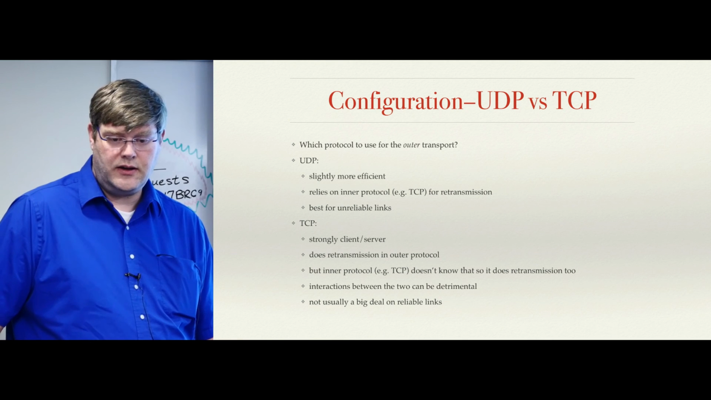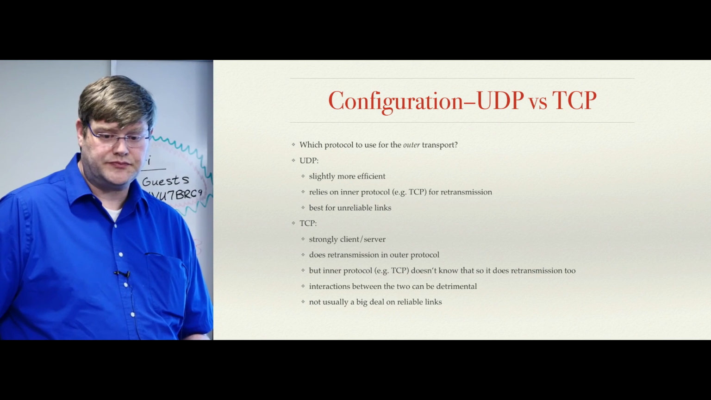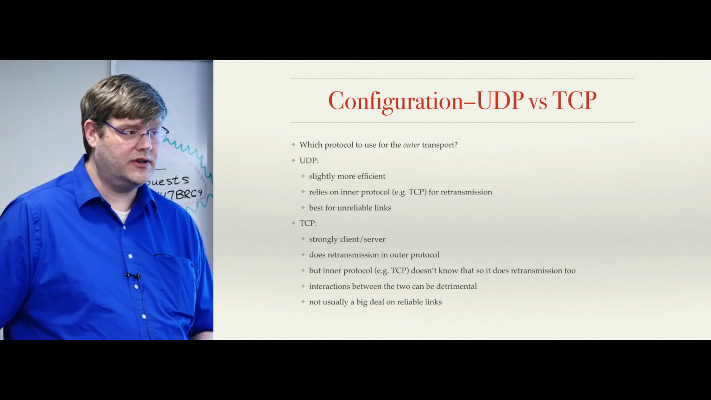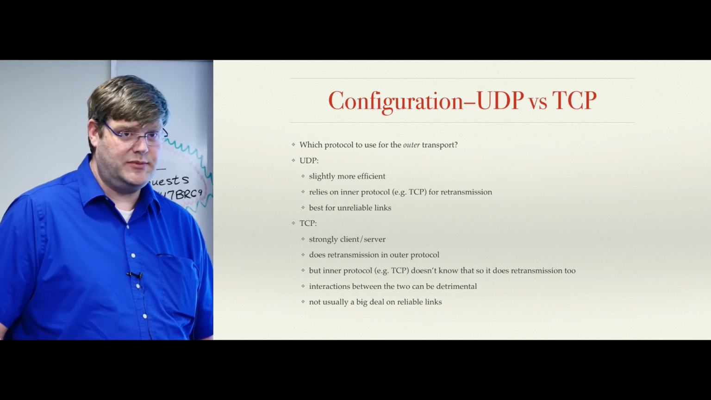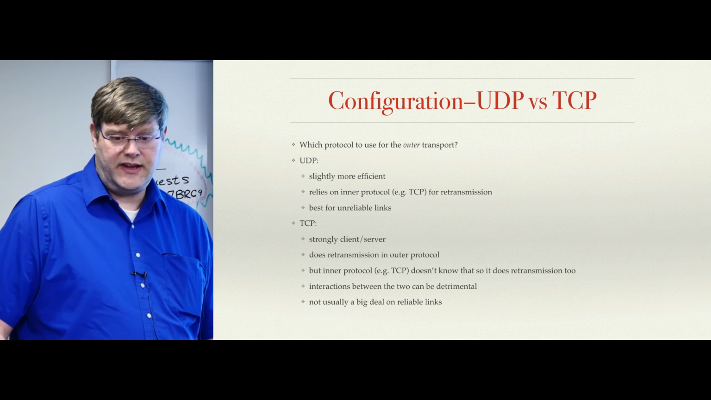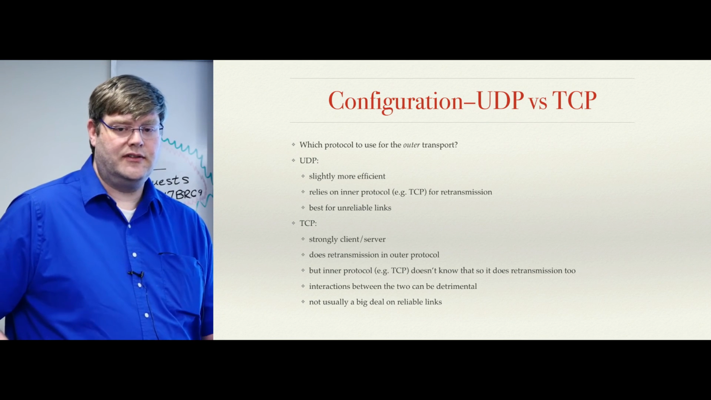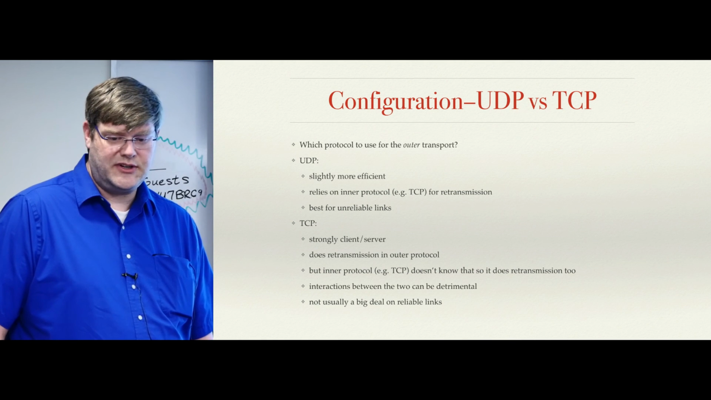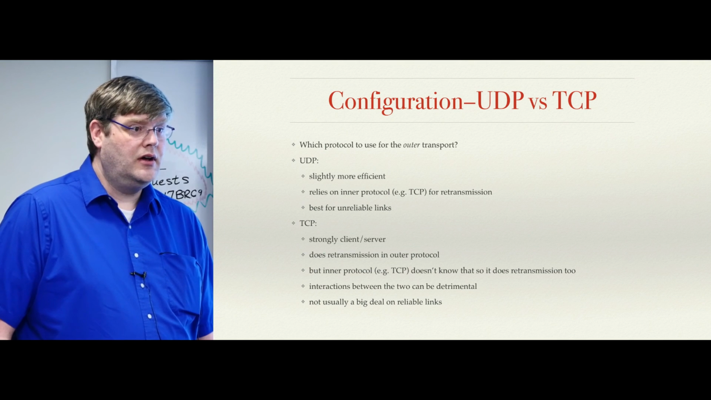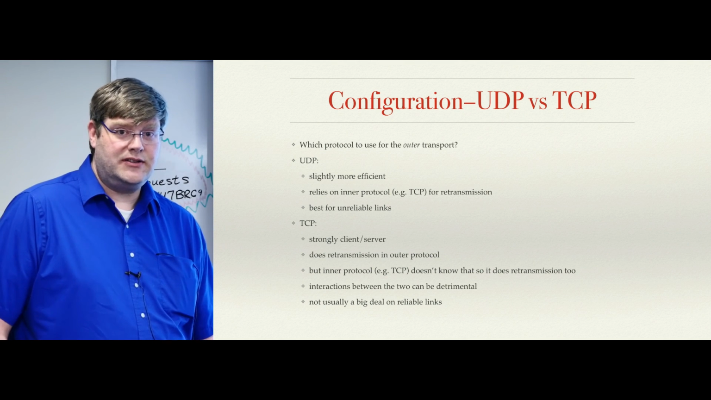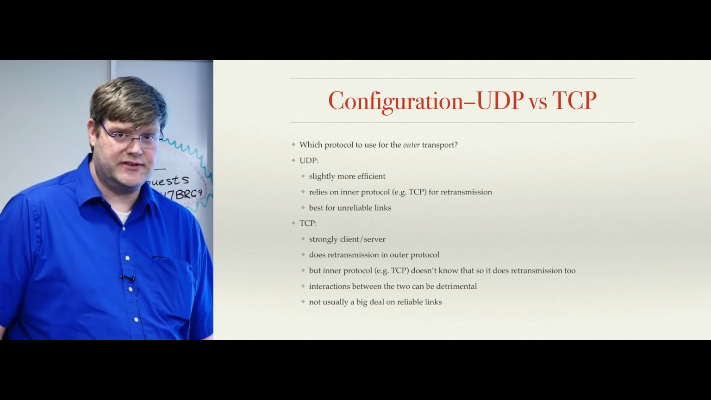TCP, again, is strongly client-server. There's got to be one side listening, one side connecting. It does the retransmission in the outer protocol, but the inner protocol doesn't know that. So it also does retransmission if you're using TCP over TCP. And that can cause some really weird timings in the scaling windows. So if you get things retransmitted twice, it can just make things slow down. On modern links, it's not that big a deal unless you've got a flaky wireless link, because packet loss is not as commonplace as it once was.